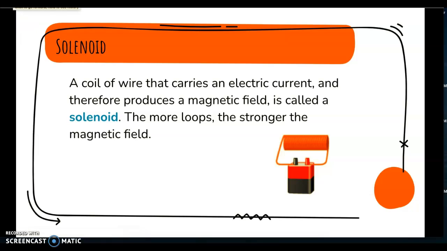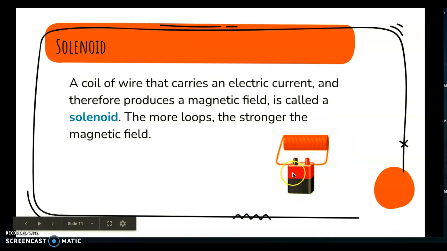How can we make a magnet using a current? So we've talked about a current. We know that we can create that current, or our charge allows us to have that electric circuit work. So how can we make a magnet using a current? A coil of wire that carries an electric current also produces a magnetic field, and is called a solenoid. And the more loops that we have in our coil, so if we look down here, this is our coil, all the wires spun together is called a coil, the stronger the magnetic field we have.